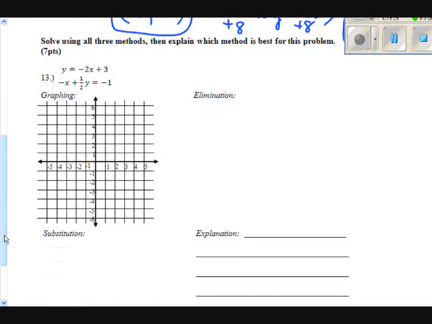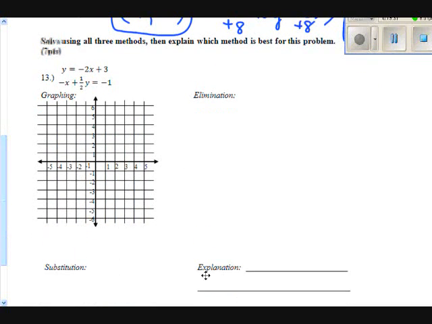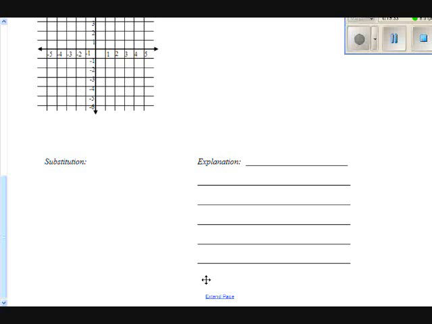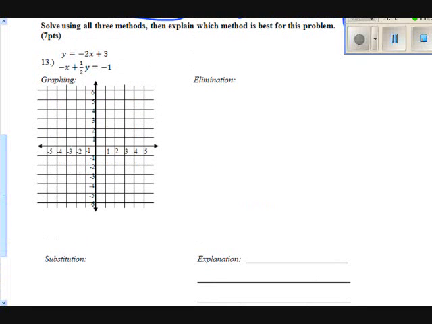All right? If we look at this next one, oh, this is a great problem. This is so much fun. You solve using all three methods, then explain which method is best. So we have to do all three methods, then we can explain which method is best.